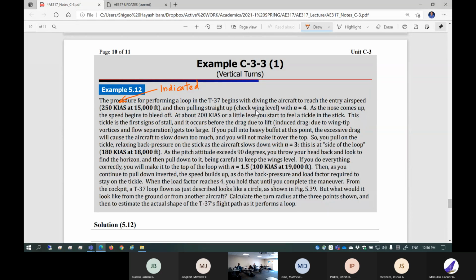And then pulling straight up with, oh, this is 4G, vertical pull up, 4G turn, okay. As the nose comes up, the speed begins to bleed off. That means you cannot maintain the initial speed, 250 ks. This is going to begin decreasing, okay, as you pull up. But you continue at about 200 ks or a little less, okay, you start to feel a tickle in the stick. That's not a good sign.